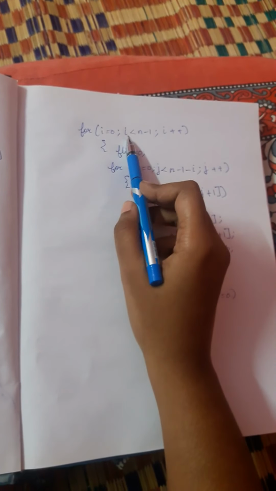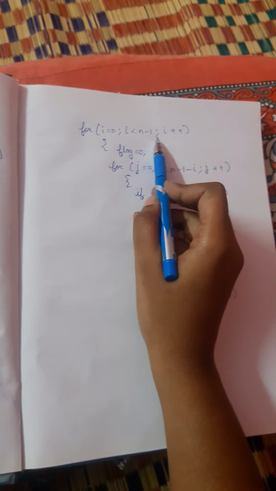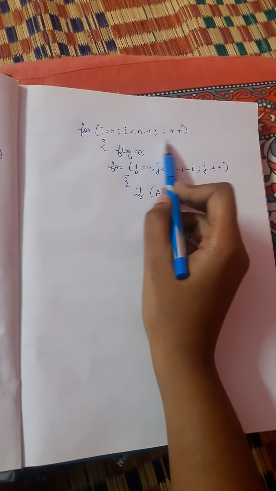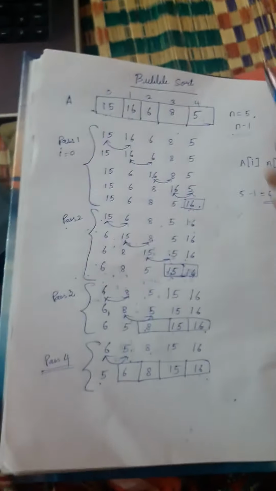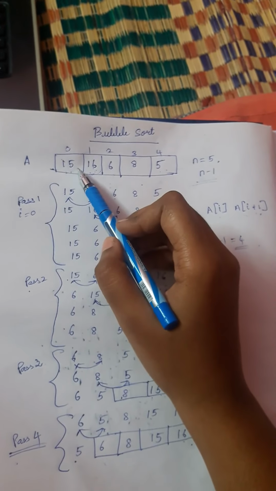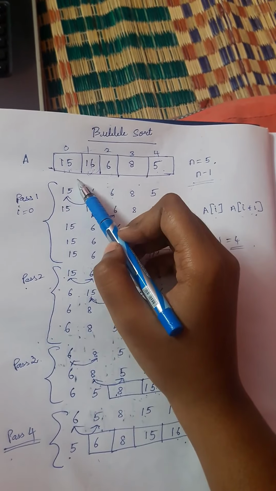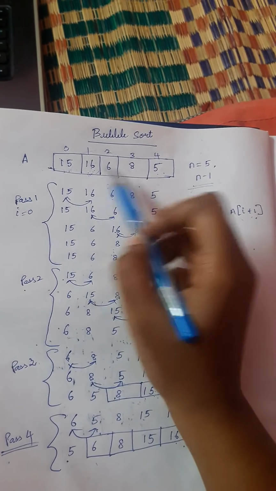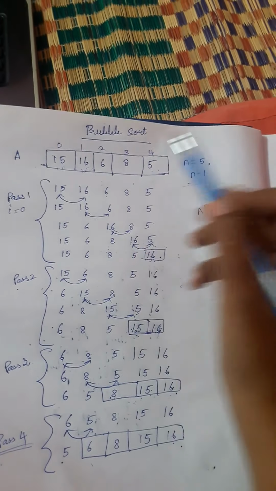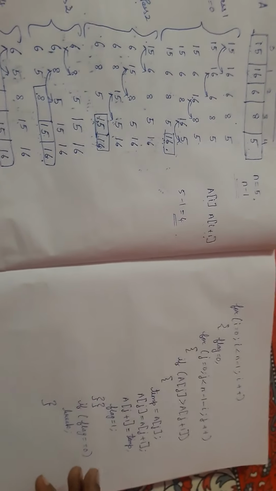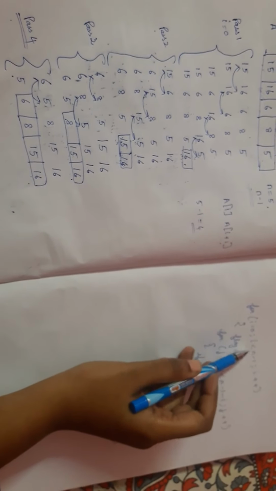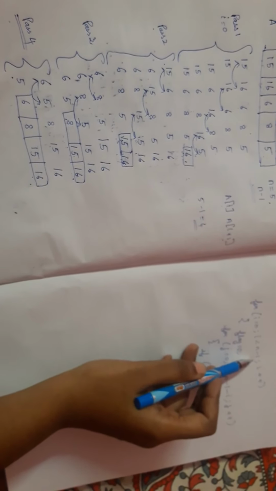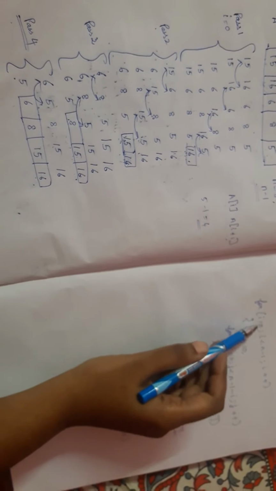i is equal to 0, i less than n minus 1, i plus plus. So I will say how this for loop is written. i is equal to 0 means in our bubble sort we are starting from the first element, comparing these two elements. Like that only we are going through all the elements. So in our for loop we have written it as i is equal to 0. Next step, what I have taken, i less than n minus 1.